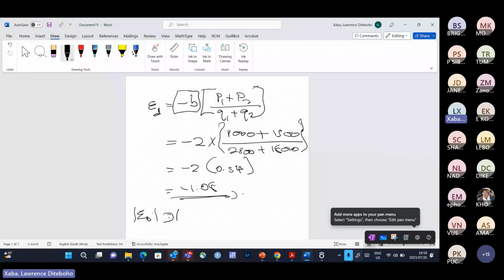Why? Because if you look at the value, it's 1.08, and this value is greater than 1, the threshold for elasticity of demand. So this is how you calculate the price elasticity of demand.